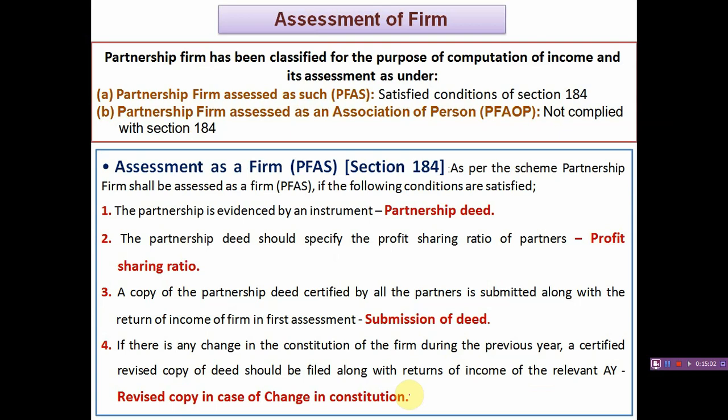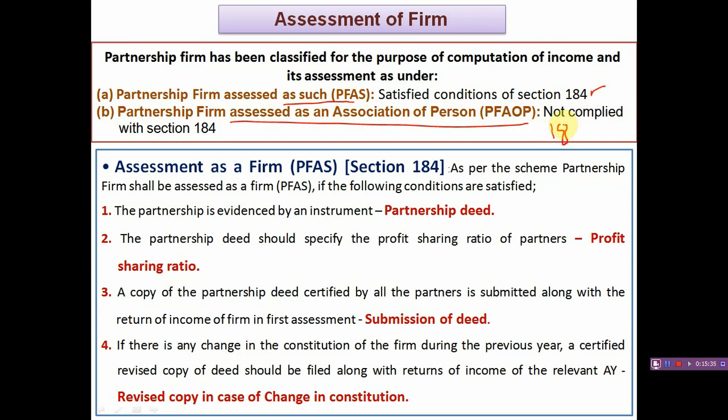So let us see what is assessment of firm. What is the scheme of assessment of firm? For the purpose of assessment, partnership firms are classified as firm assessed as such and firm assessed as AOP. There are two sections, section 184 and section 185.